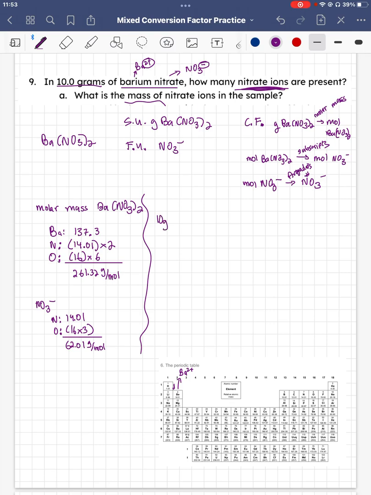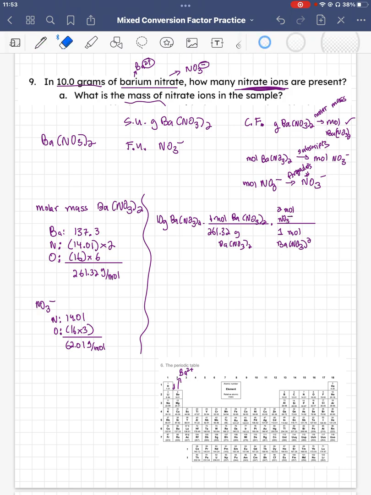I'm going to start with 10 grams of barium nitrate. And my first conversion is grams to moles, so 261.32 grams of Ba(NO3)2 times 1 mole of Ba(NO3)2. Beautiful. And now we're going to do moles of barium nitrate to moles of just nitrate. So in every 1 mole of Ba(NO3)2, I have 2 moles of NO3 minus, 2 moles of the ion, and one more conversion factor. Moles of NO3 minus are on top, so moles of NO3 minus need to go on the bottom. And then converting into individual NO3 minus ions, so 1 mole is 6.02 times 10 to the 23rd.